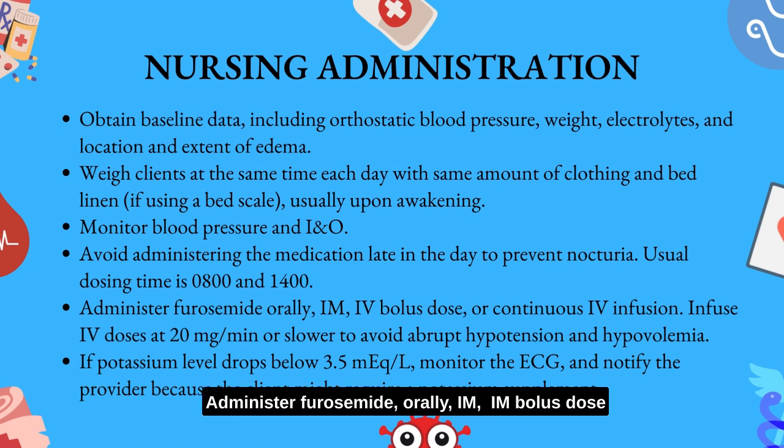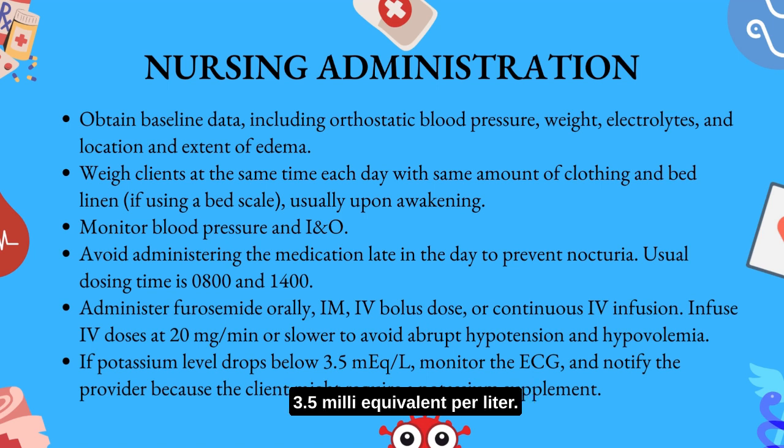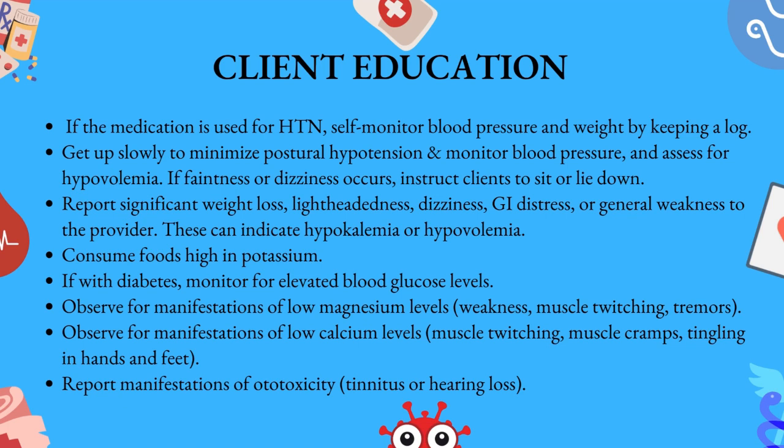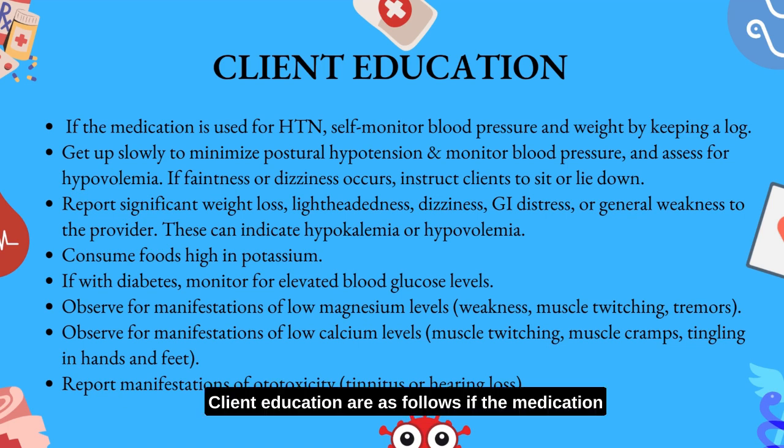Administer furosemide orally, intramuscular, intravenous bolus dose, or continuous intravenous infusion. Infuse intravenous doses at 20 mg per minute or slower to avoid abrupt hypotension and hypovolemia. If potassium level drops below 3.5 milliequivalents per liter, monitor the ECG, and notify the provider because the client might require a potassium supplement. Client education is as follows.